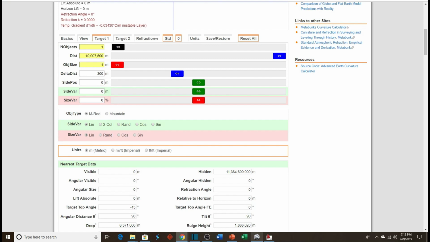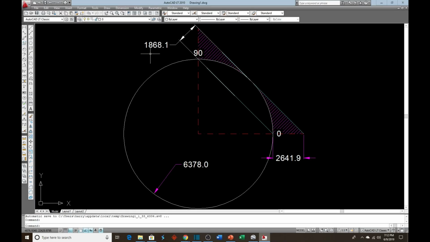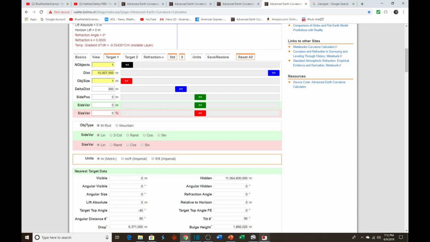Based on that, the bulge height predicted by the Earth curve calculator is 1,866,020 meters, and that compares to 1,868,100 meters. That's slightly different, but it's slightly different because the radius I used is a little bit more, I'm sorry, than the radius used in the Earth curve calculator.